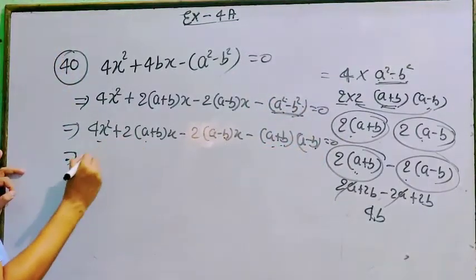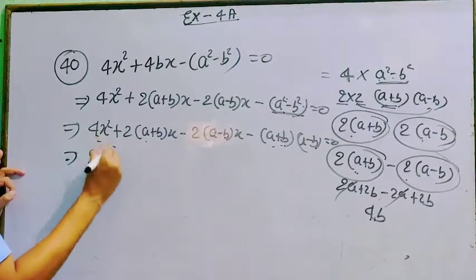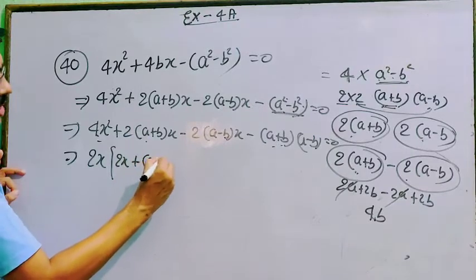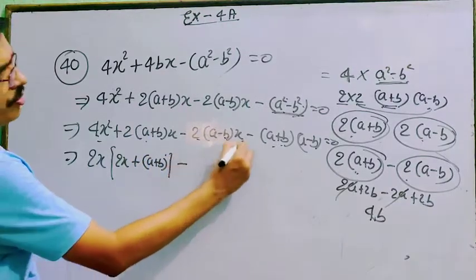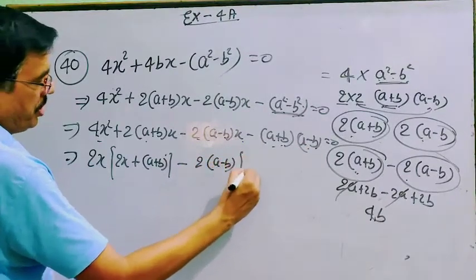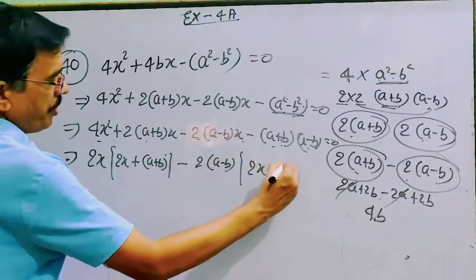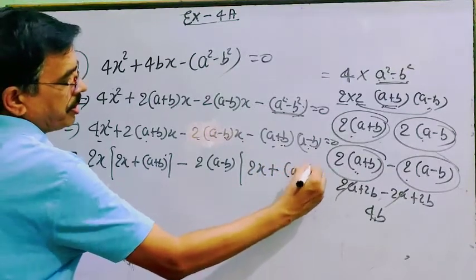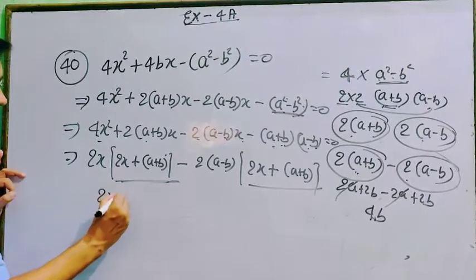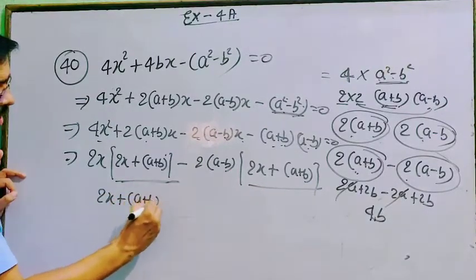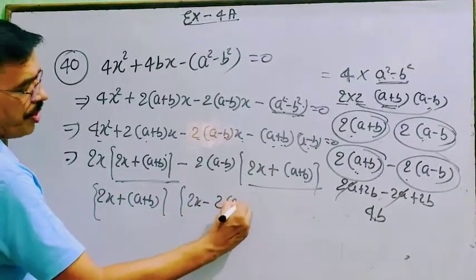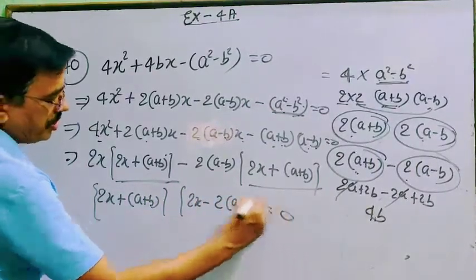What is the common here? Here common is 2x. Here remain 2x only plus it remains a + b. Here 2(a − b), (a − b), so here common is (2x − (a − b))... Here it is 2x plus a plus b, both are equal. So write here (2x + a + b) and here (2x − 2(a − b)) is equal to 0.